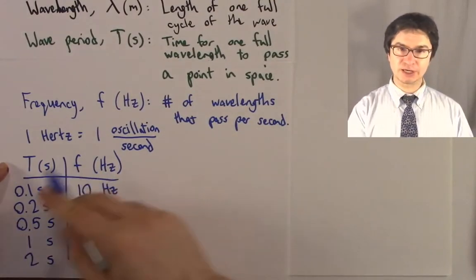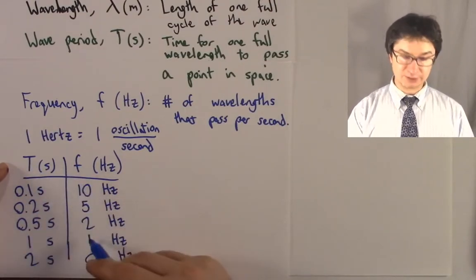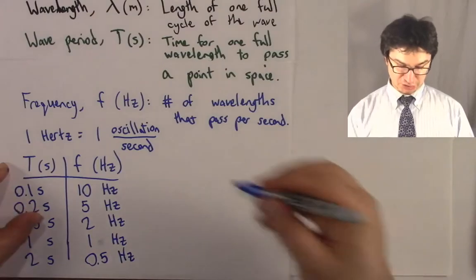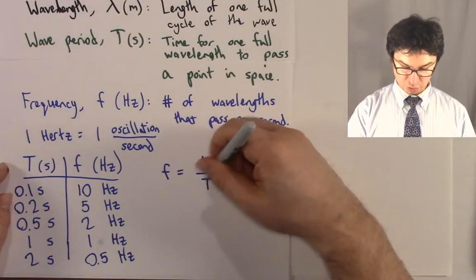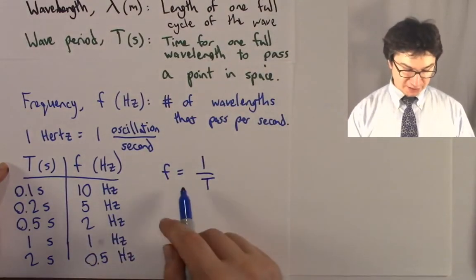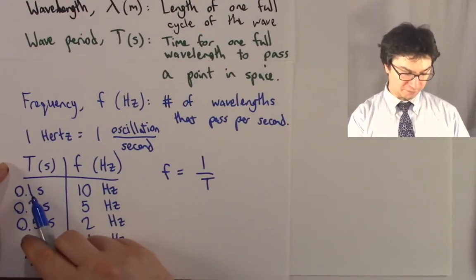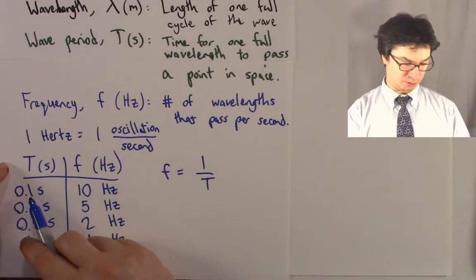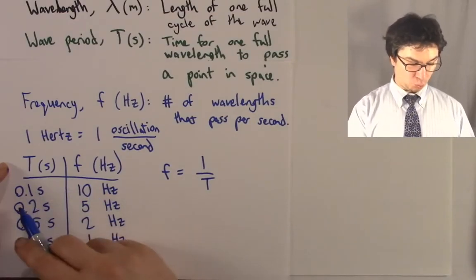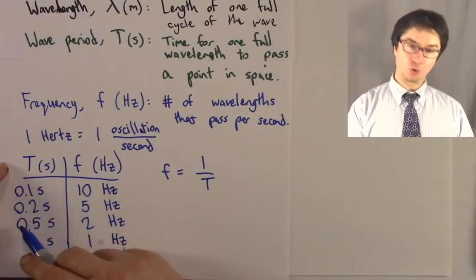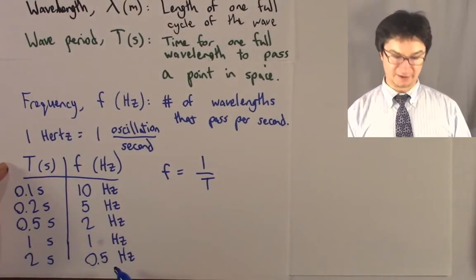Now, if you look at this relationship between the oscillation period, or the wave period, and the frequency, you might recall from oscillations that they are related by the equation f equals 1 over T. And you see that in order to get the frequency, all you have to do is take 1 over the oscillation period, or the wave period. So for example, 1 over 0.1 is 10. 1 over 0.2 is 5. 1 over 0.5 is 2. 1 over 1 is 1. 1 over 2 is 0.5.